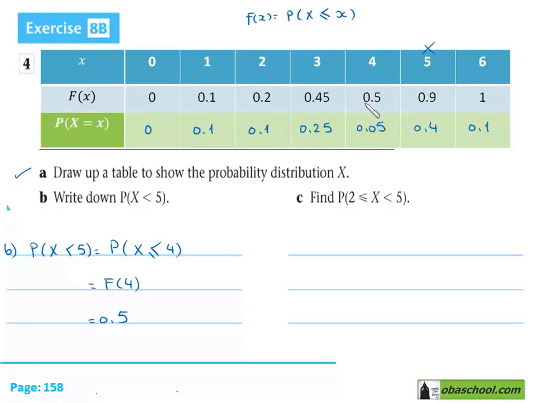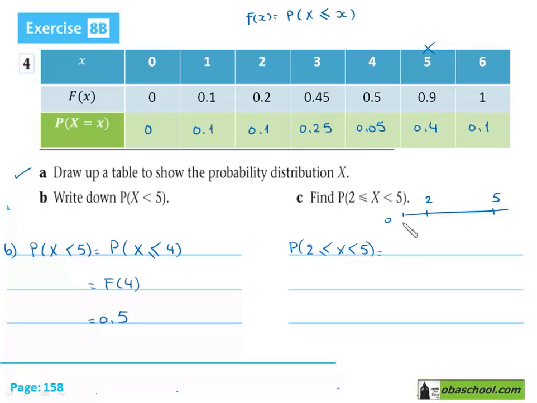Okay, now for part C, we will also solve this by using f of x. Probability x is bounded between 2 and 5. The 5 is not included. Let's assume that here we have a number line. This is 2 and this is 5. And here we have the first value, which is 0. X is between 2 and 5, and the 2 is included.